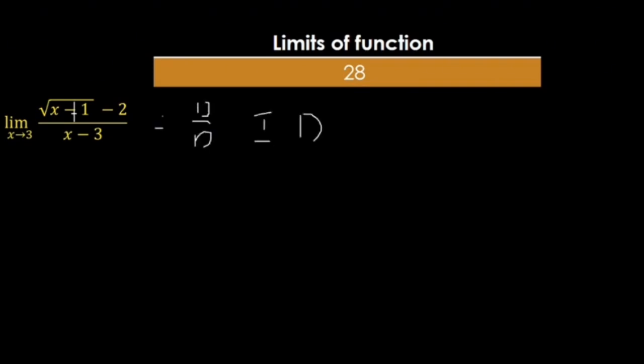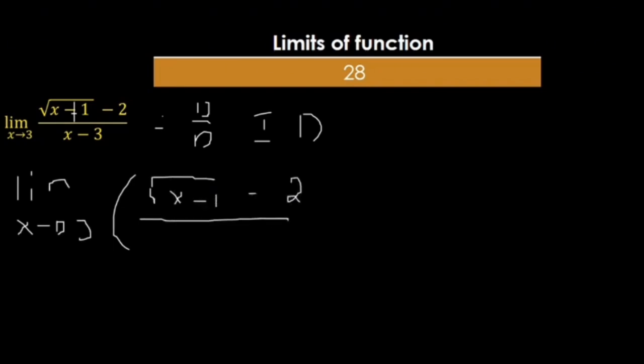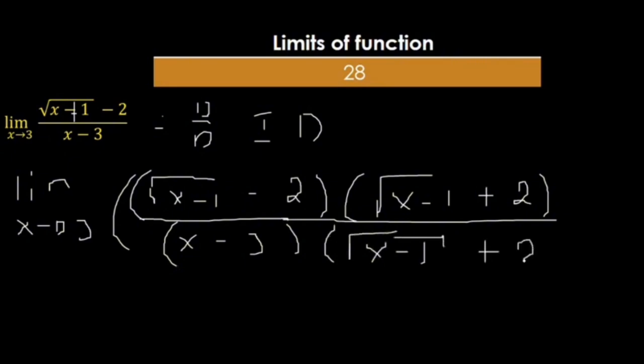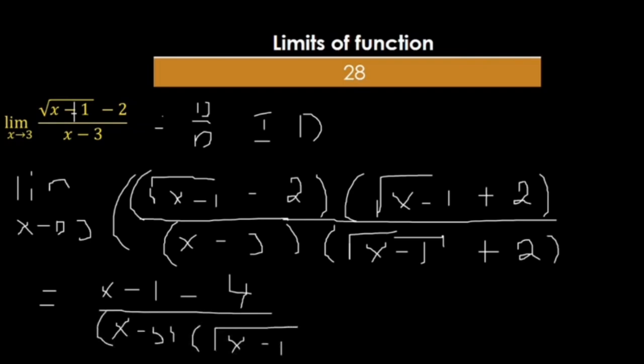We have to find the conjugate of it. Square root of x plus 1 minus 2 all over x minus 3 times square root of x plus 1 plus 2 over square root of x plus 1 plus 2 is equal to what? x plus 1 minus 4 all over x minus 3 times square root of x plus 1 plus 2. This is the limit of that. This equals to what?